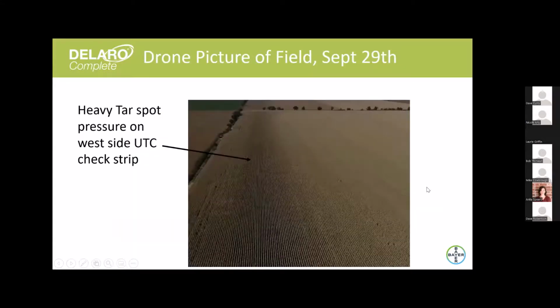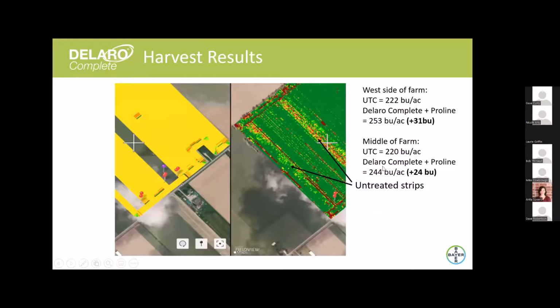And so I took my drone up and took a look at this field on September 29th. On the untreated check on the west side of the field, you can clearly see the difference. When we looked at the yield maps and compared, how much impact is this going to have? This was a heavy tar spot infested field. And again, you can see clearly the lighter colored strips on the yield map right in those untreated check strips.